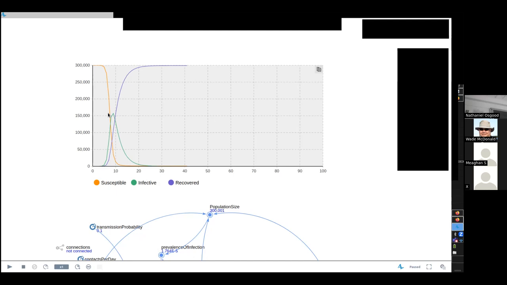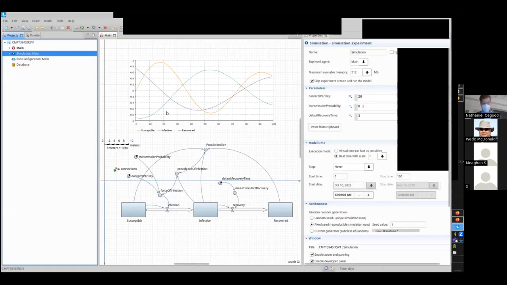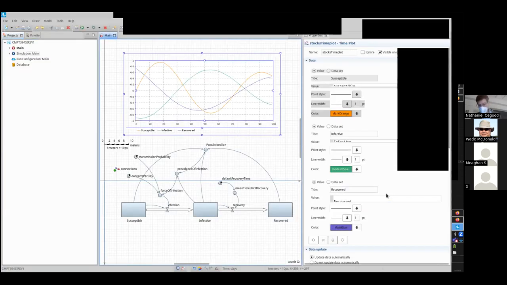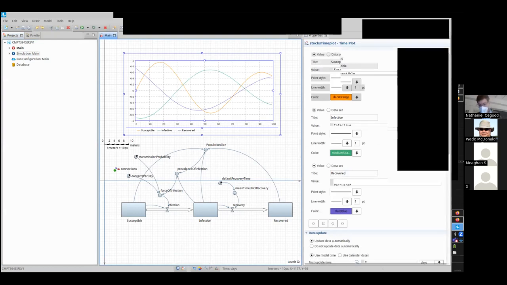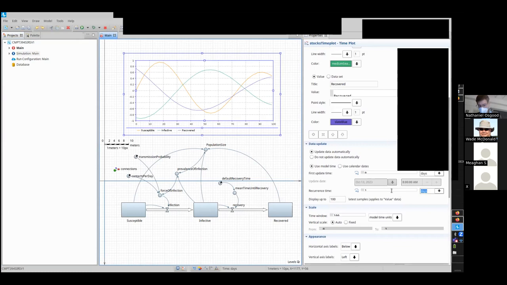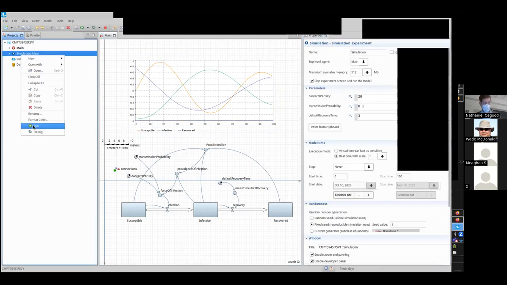When a stock is in balance, it's not going up and not going down. It looks a bit pointy here, but if we add an update, maybe to make it less pointy, I'm going to update it so that it will display every 0.1 days. I may regret this.